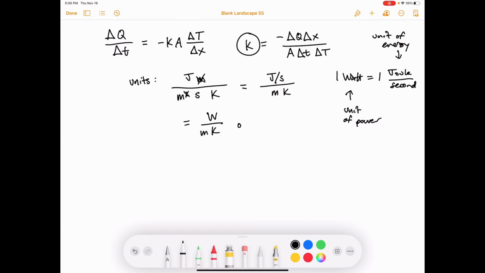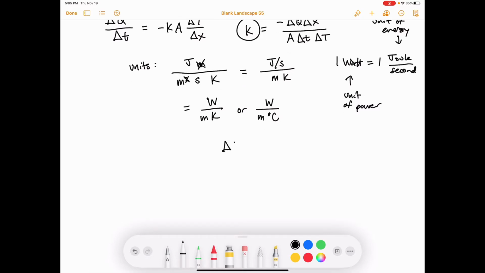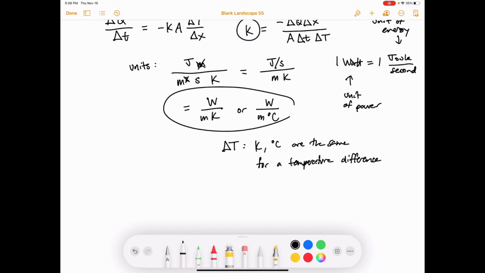Or equivalently, we could write this as watts per meter per degree Celsius. Because we have a delta T here, a change or a difference in temperature, Kelvin and degree Celsius are the same for a temperature difference. So I showed that in the previous video. Okay, so these are the units of thermal conductivity.